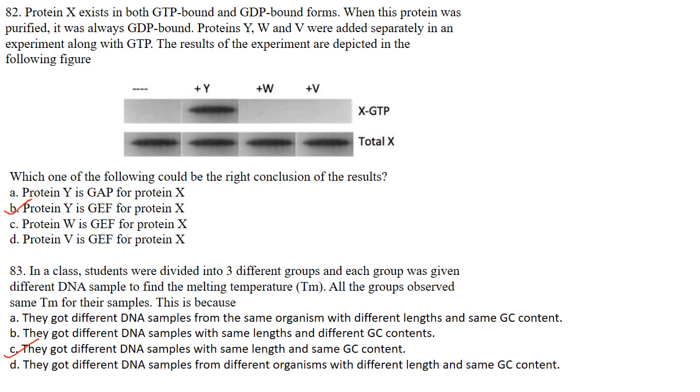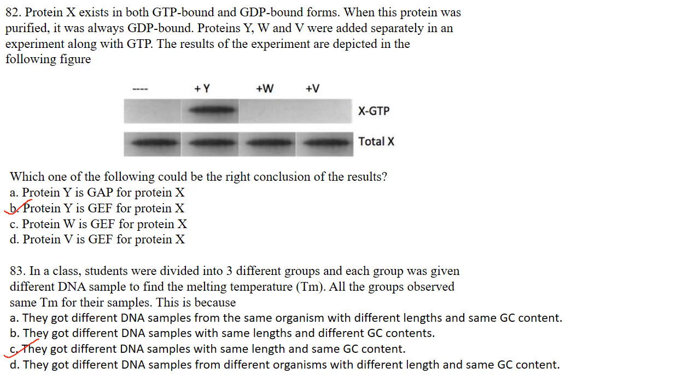In the question, it is said that the purified protein is in XGDP bound form. Now, upon addition of Y, we get XGTP form. GDP to GTP exchange has taken place upon addition of Y. So Y is GEF for protein X. Answer is option B.